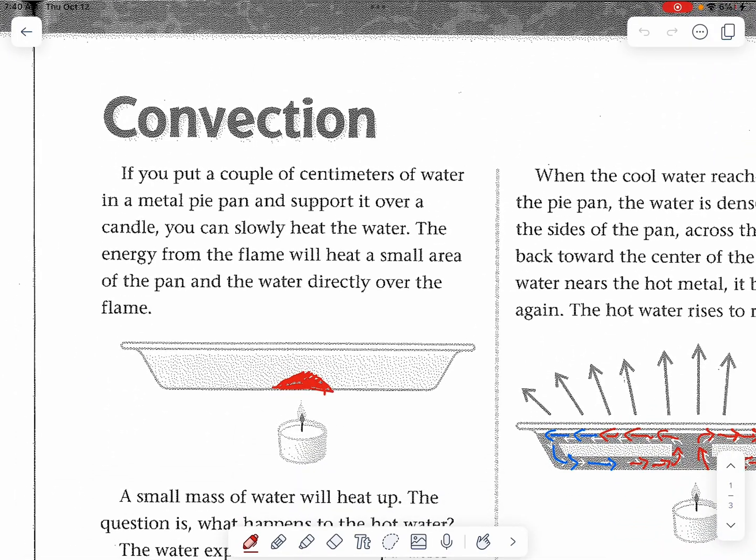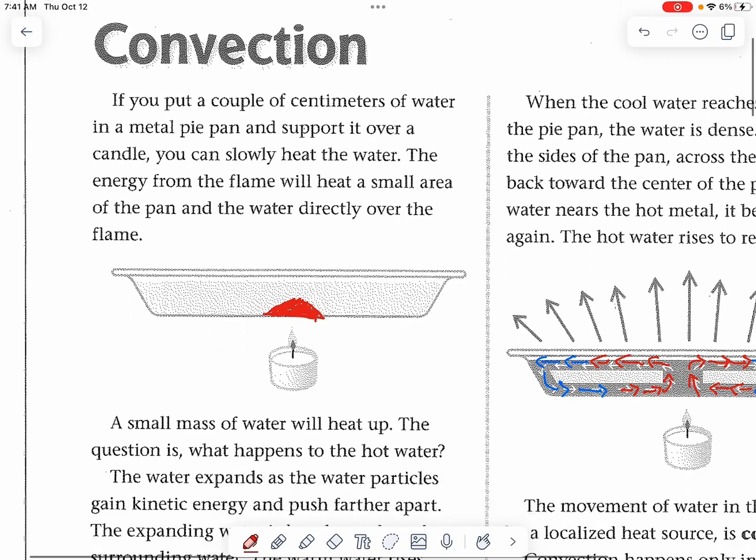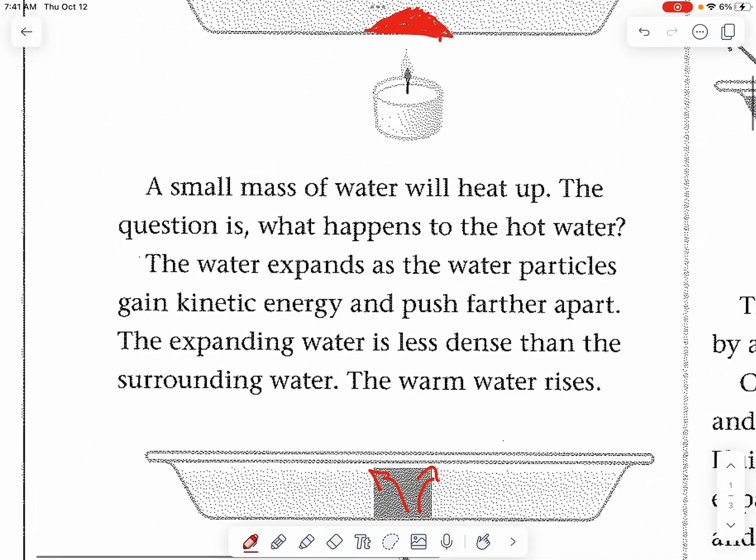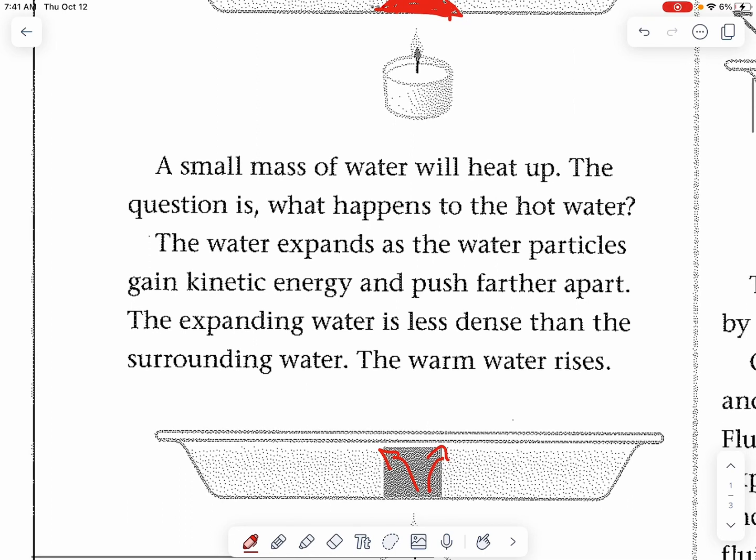Convection. If you put a couple centimeters of water in a metal pie pan and support it over a candle, you can slowly heat the water. The energy from the flame will heat a small area of the pan and the water directly over the flame. So as you can see, the water that's directly over this flame is going to start to heat up. A small mass of water will heat up. The question is, what happens to the hot water?